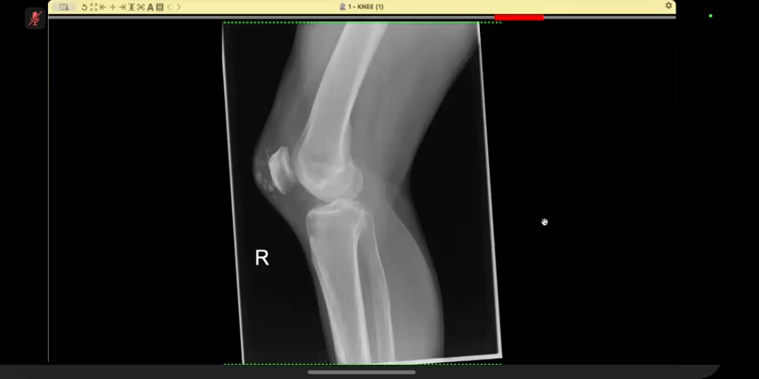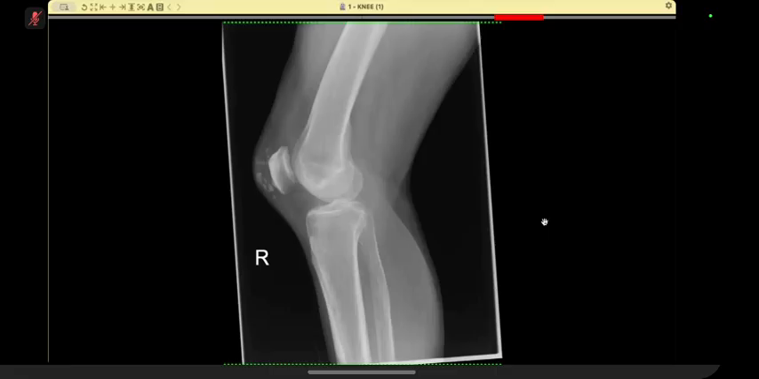I'm presented with the lateral projection right knee radiograph. In this radiograph, the striking abnormality which I can see is that there are multiple scattered foci of calcification which are noted anterior to the patella. And there is also associated soft tissue swelling in this area.